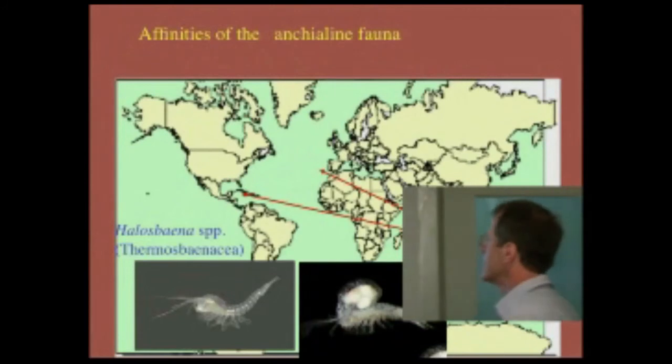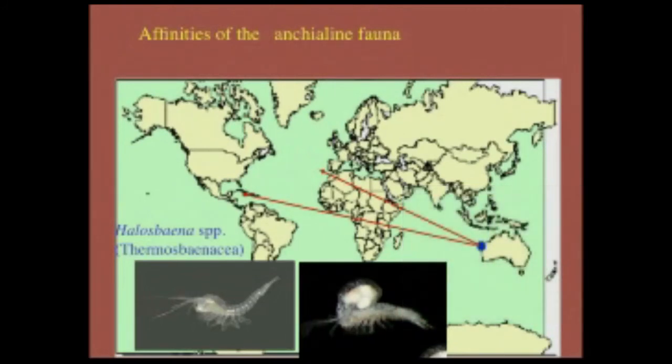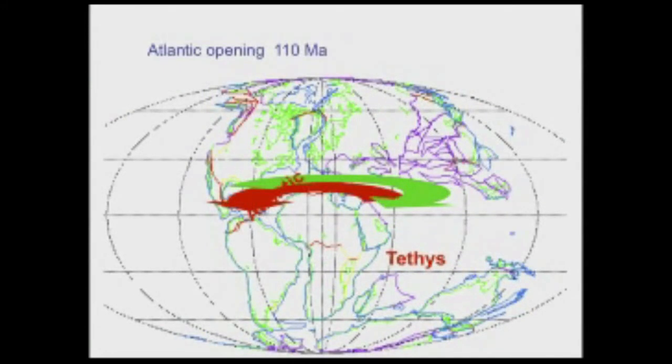Now, this fauna generally is considered to be what they call Tethyan. It's thought to have originated in the Tethys Sea, which formed in this part of the world before the supercontinents broke up. We're talking a while back now. And during the Jurassic, sort of, I don't know, 100 million years or so ago, the Atlantic started to open up and the Mediterranean separated. And so the Tethys effectively extended into the Atlantic.